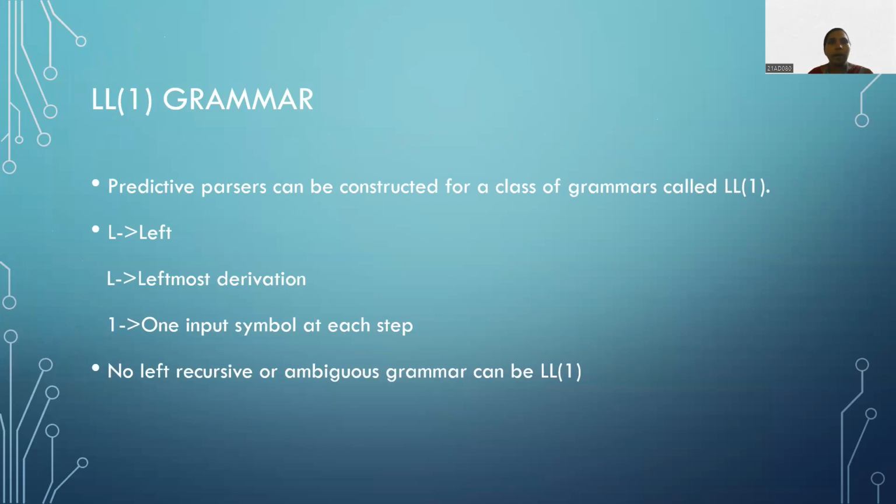So predictive parser can be constructed for a class of grammars called LL(1). The first L stands for left-to-right reading. The second L stands for the leftmost derivation. The last one says that you are going to read or scan one symbol at a time. And this comes in the top-down parser. It means that there should not be any left recursion and your grammar should not be ambiguous, right? So no left-recursive or ambiguous grammar can be LL(1). It means that we are supposed to eliminate the left recursion and convert the ambiguous grammar to unambiguous grammar by eliminating the ambiguity.